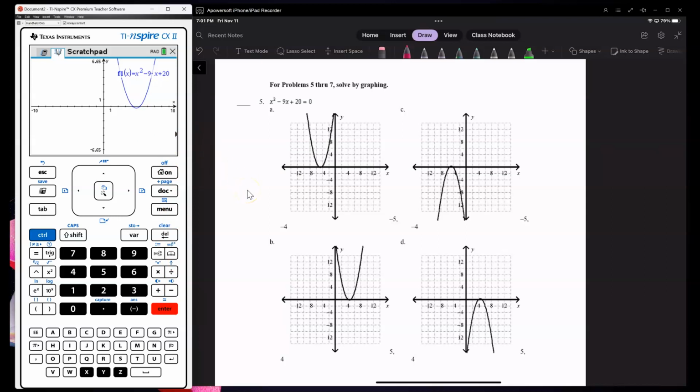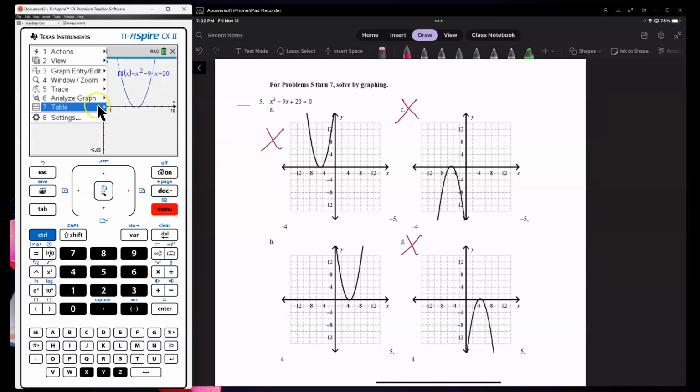It appears that there might be 2 answers, so I'm going to mark out C, I'm going to mark out D, and definitely I'm going to mark out A. To find your answers, you just have to go to Menu, Analyze Graph, find the zeros. So the first zero is 5, 0. The second zero is 4, 0. So your answer is B.